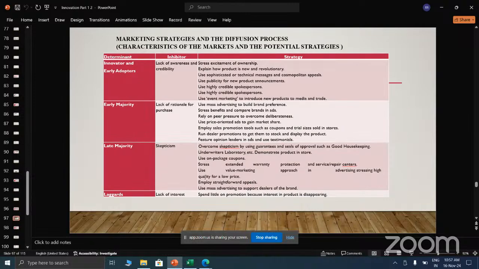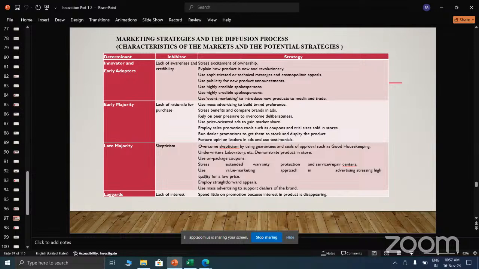Now let's look at the determinants of the diffusion process. These are the characteristics of the markets and the potential strategies, and these include different determinants. The types which we discussed. Then the inhibitors and strategies. Innovators and early adopters have inhibitors that look into lack of awareness and credibility.